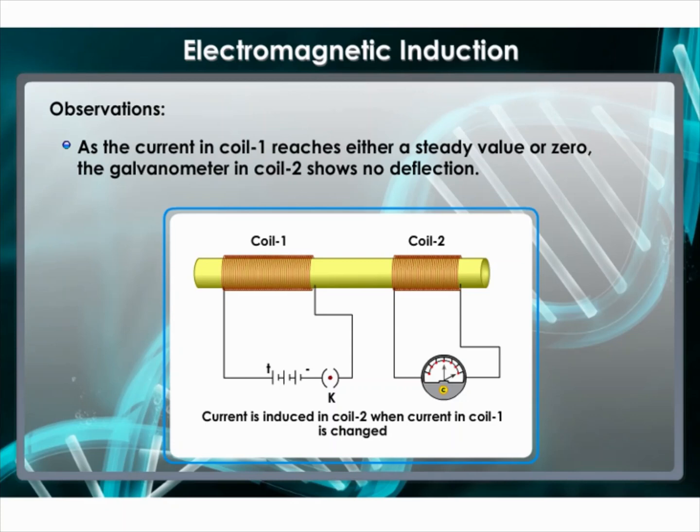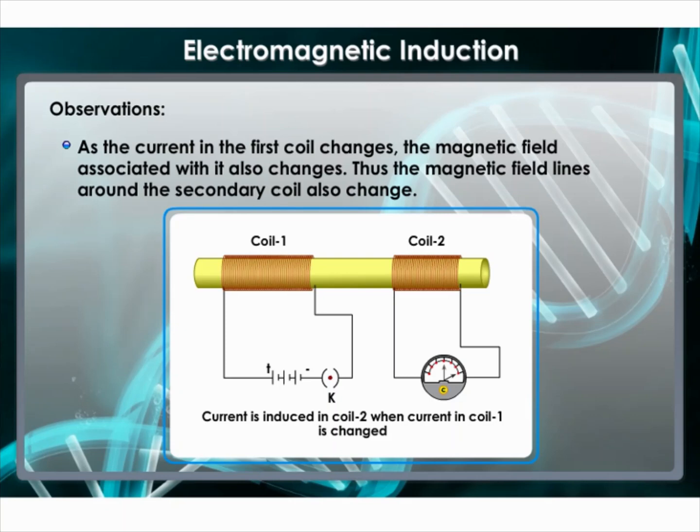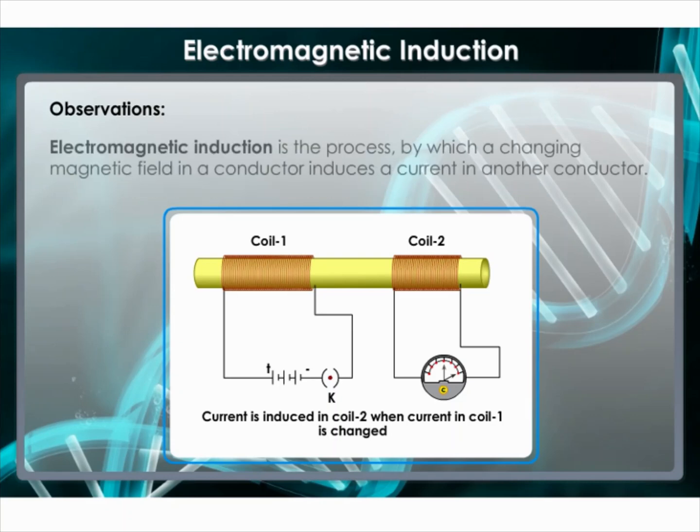From these observations, we conclude that a potential difference is induced in the coil 2 whenever the electric current through the coil 1 is changing, starting or stopping. Coil 1 is called the primary coil and coil 2 is called the secondary coil. As the current in the first coil changes, the magnetic field associated with it also changes. Thus, the magnetic field lines around the secondary coil also change. Hence, the change in magnetic field lines associated with the secondary coil is the cause of induced electric current in it.